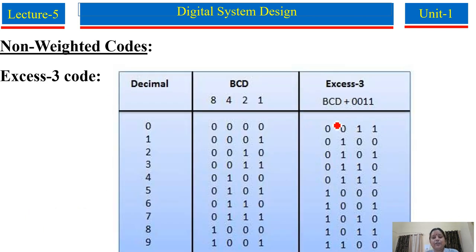So here I draw the table for Excess-3. देखिएगा, 0 to 9 are the decimal numbers. Here I wrote BCD. Now Excess-3 is BCD plus 3. तो देखिए, 0 plus 3 is 3, 1 plus 3 is 4, then 2 plus 3 is 5, and so on. So this is Excess-3, or we say non-weighted code.